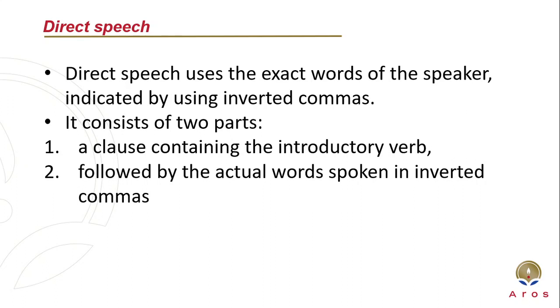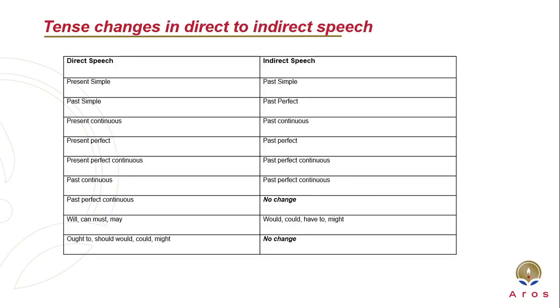Okay, let's start off with direct speech. Direct speech, as you can see there, uses the exact words of the speaker indicated by using inverted commas. This part is very important. It consists of two parts, and that's where I explain it. A clause containing the introductory verb. So that would mean, for example, Peter said. That is the clause. There's a subject, there's an object, a subject and a verb, so therefore it is a clause, but it is not part of what Peter said. It's simply announcing what Peter says. That's why they call it the introductory verb, and then the actual words spoken in inverted commas. Okay, so keep that in mind as well.